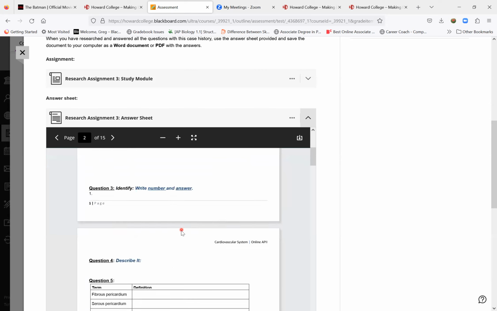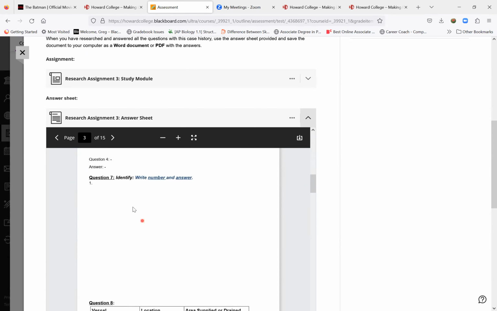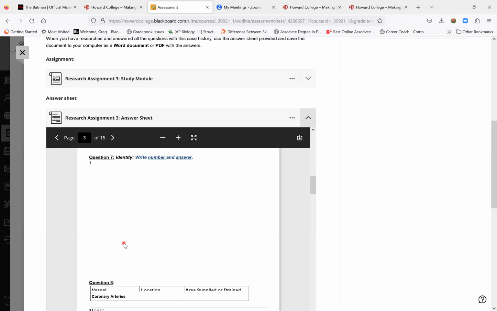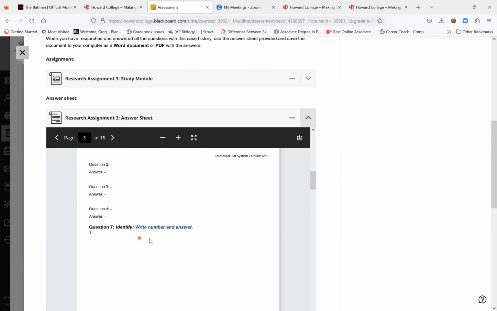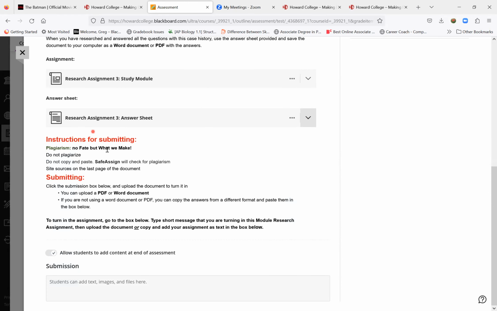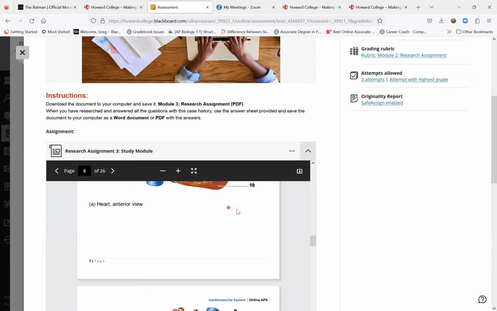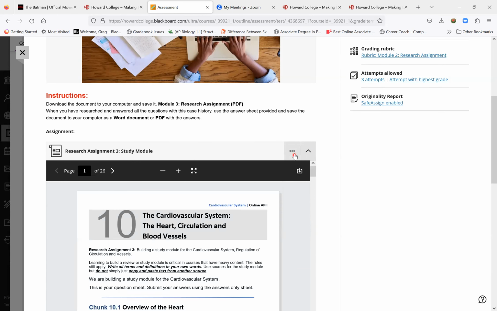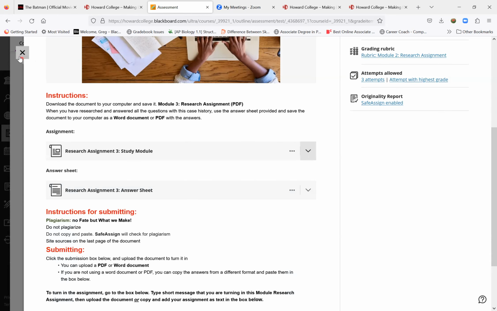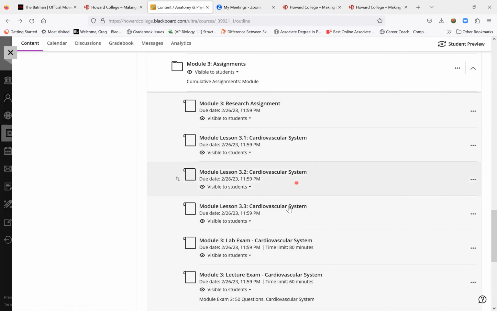So there's the tables. If it says identify it here, look, it says write the number and the answer. Yeah, you can write 1, 2, 3, 4, and based on the diagram, this is question 7. It's all based on that particular handout. But that's the research part. There are 3 lessons. You can do those as many times as you want, the questions till you get 100.